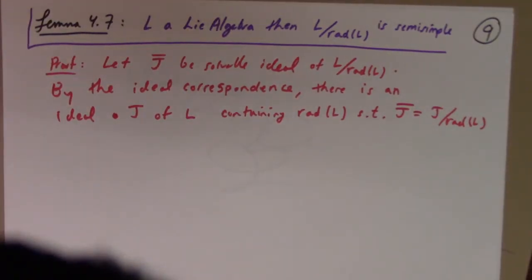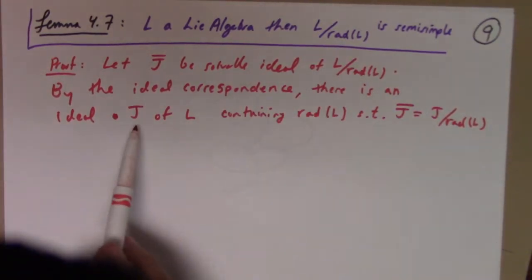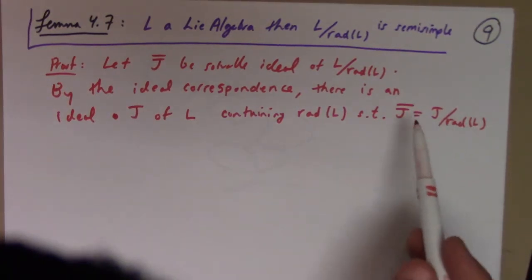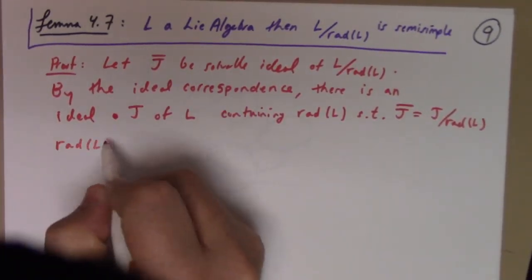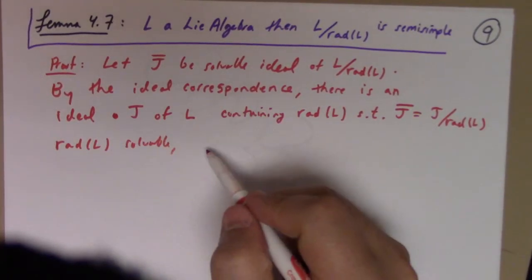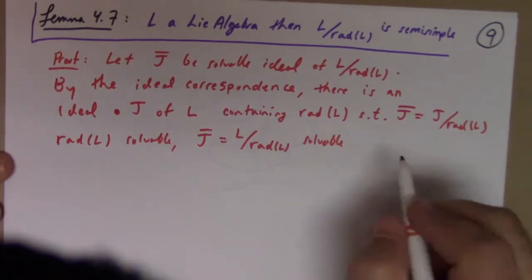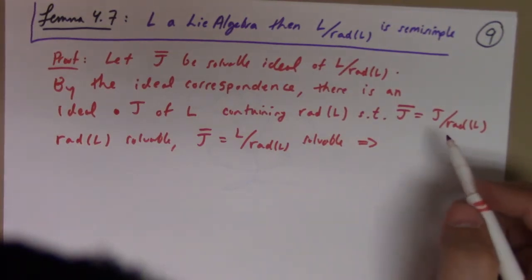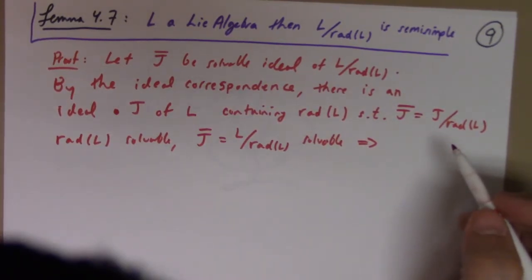Anyway, he's using that now in this proof of lemma 4.7. So he's basically saying, if it's a solvable ideal of the quotient, there has to be an ideal J of L that contains the quotienting radical, such that J bar is the quotient of J by the radical. By definition, rad L is solvable, so we have radical L solvable, and we have J bar equal to J mod rad L solvable. So by part B of the lemma, the radical is solvable, and this is solvable by hypothesis.